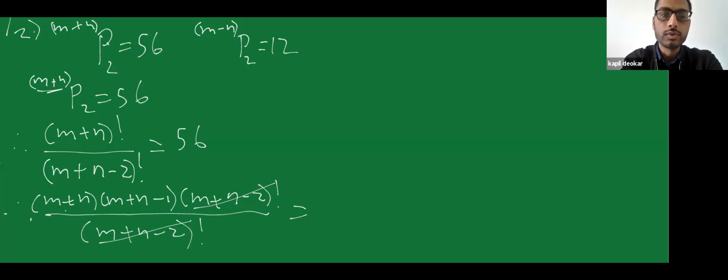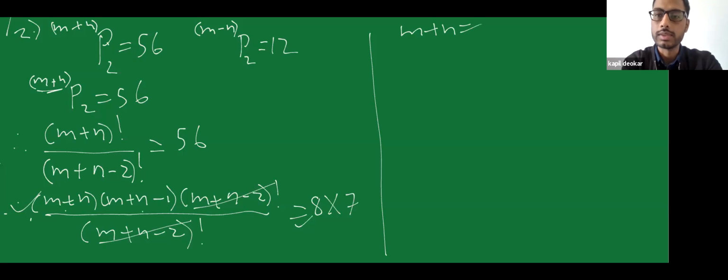Now a multiplication of 2 consecutive terms is present over here, and I have 56. So I'll write 56 as a multiplication of 2 consecutive terms as 8 into 7. So the bigger number should be equal. Therefore, I can say that m plus n is equal to 8. Let that be equation number 1.